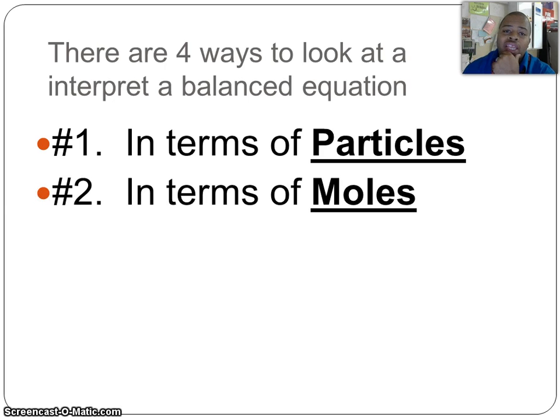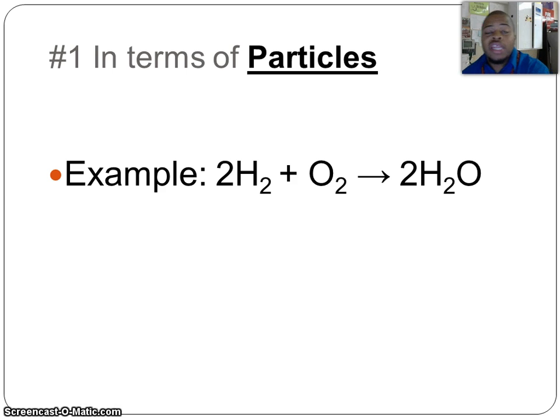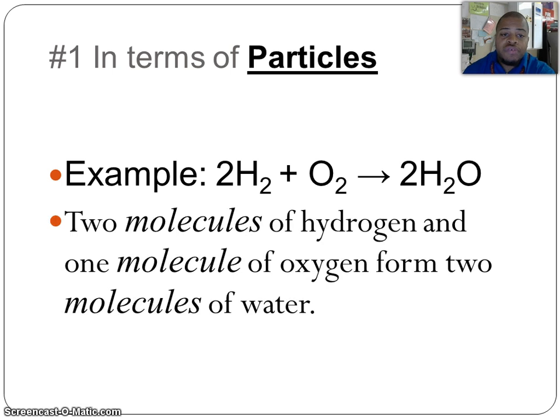Now, we can look at the balanced equation in 4 different ways, and we'll do examples for each. We can look at it in terms of particles, moles, mass, or volume. If we look at it in terms of particles, it would be the same as me saying 2 molecules of hydrogen gas react with 1 molecule of oxygen gas to produce 2 molecules of water. Very straightforward, not too much of an issue. Now, would this help us in a lab situation? Not so much. So how do we move on a little bit past this?